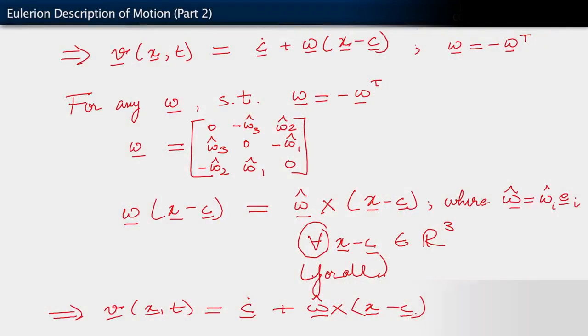What is omega hat in this case? You all know it, you've seen it before. Okay, so let me first say what c dot is. C dot is the translational velocity, and omega hat is the angular velocity.